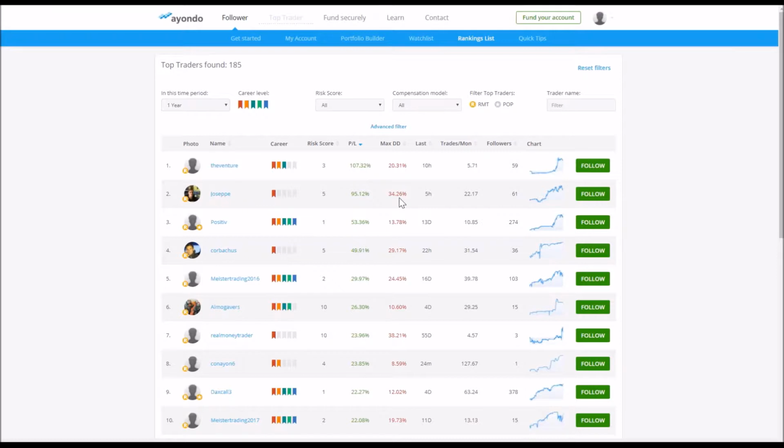So the ones with the higher drawdown, let's say Giuseppe here, giving back 1/3 of the account along the way to increase profits, has a risk score of 5, which is sort of a middling risk score. Then we have someone like Positive down here, giving back only 13%, just under 14% of profits for a 53% return, has a risk score of 1. Okay, and so it goes on.